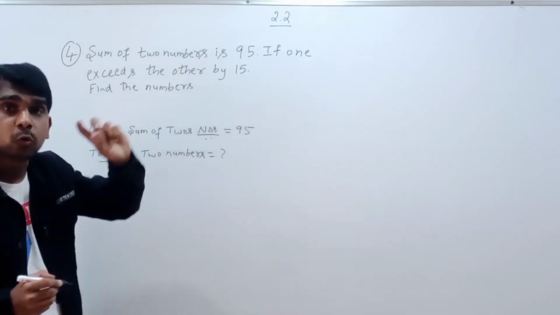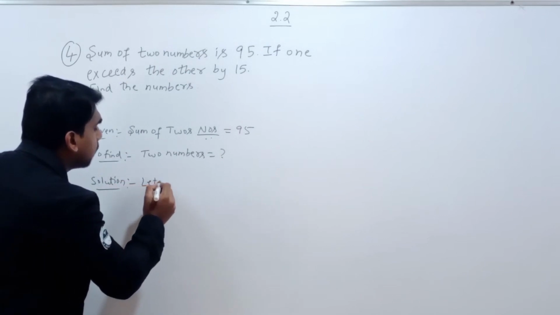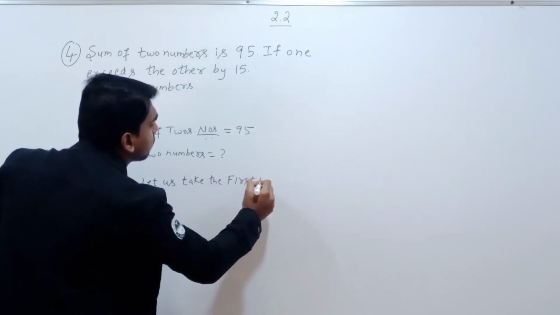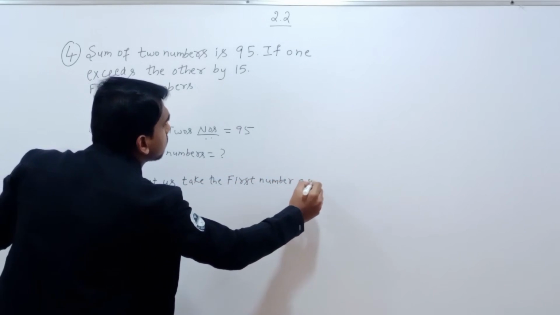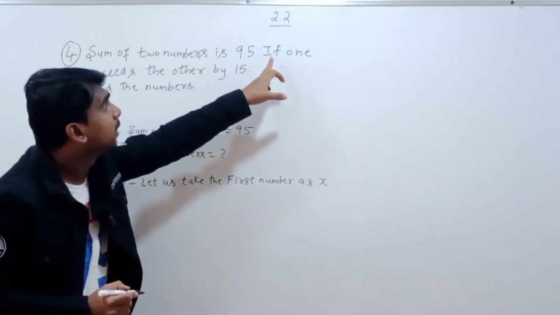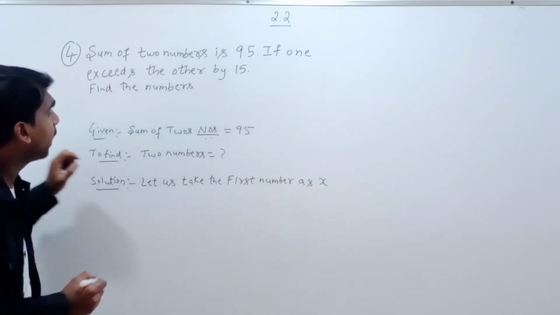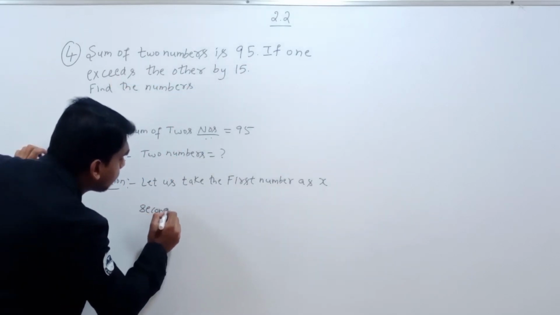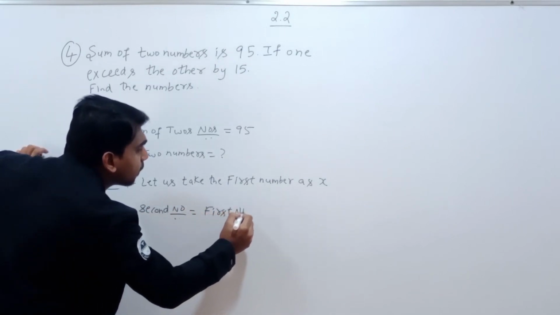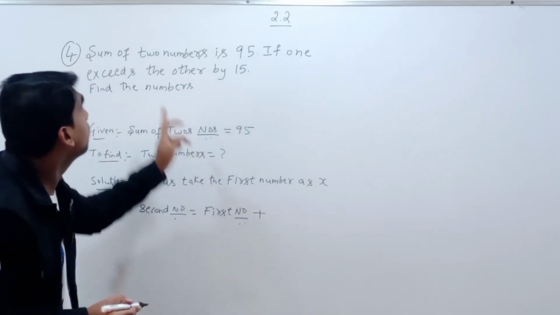Now here there are two numbers. Now solution. Let us take the first number as x. Now read the second line. If one exceeds the other by 15. Second number exceeds the first number. Exceeds means more. Exceed the first number by how much? 15.